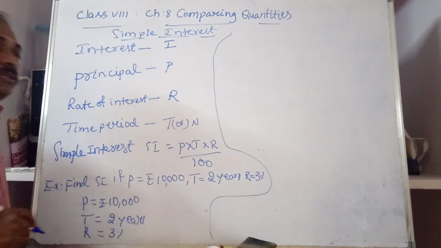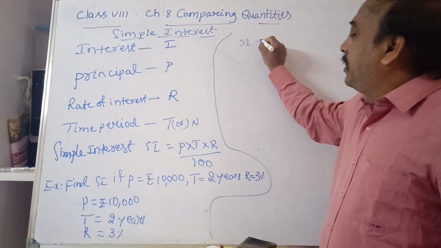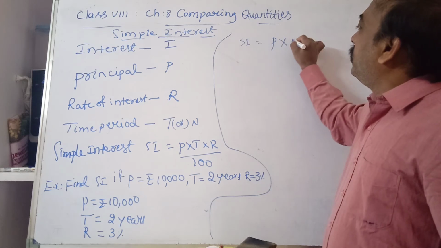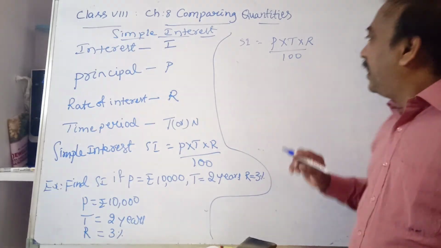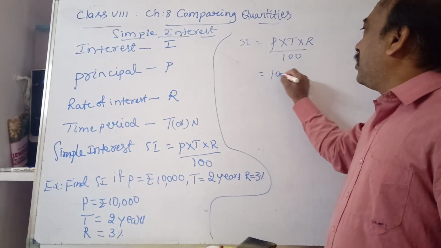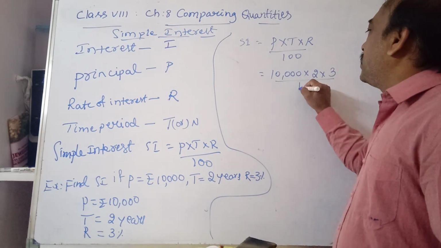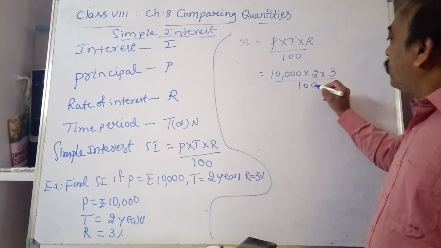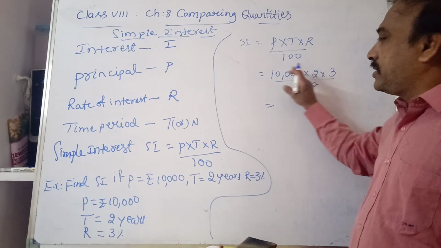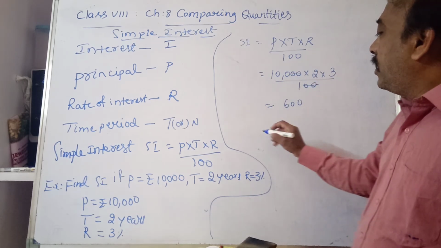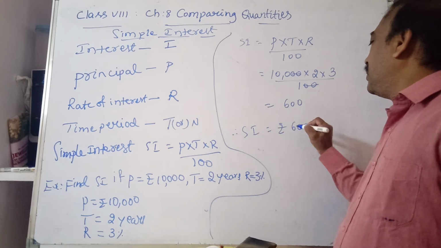Observe it. Now how to calculate simple interest? SI is equal to P into T into R by 100, which is equal to 10,000 into time period 2 years, rate of interest 3 by 100. So two zeros cancel. 2 into 100, 200, or 3 2s are 6, 6 into 100, 600. So therefore simple interest is equal to rupees 600.